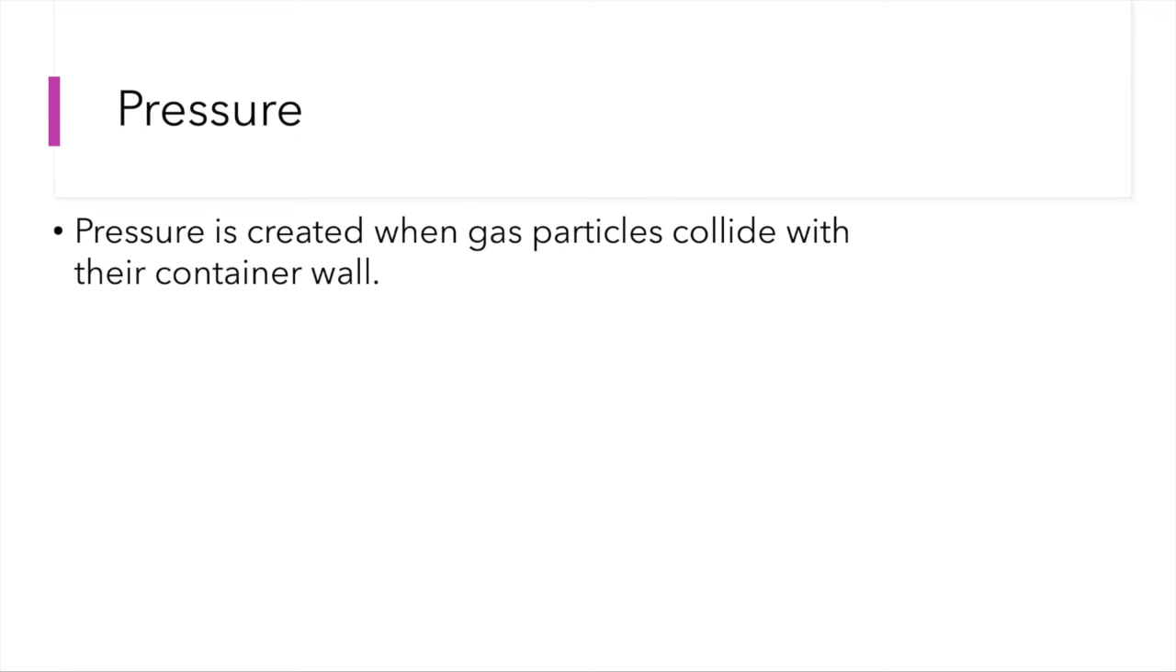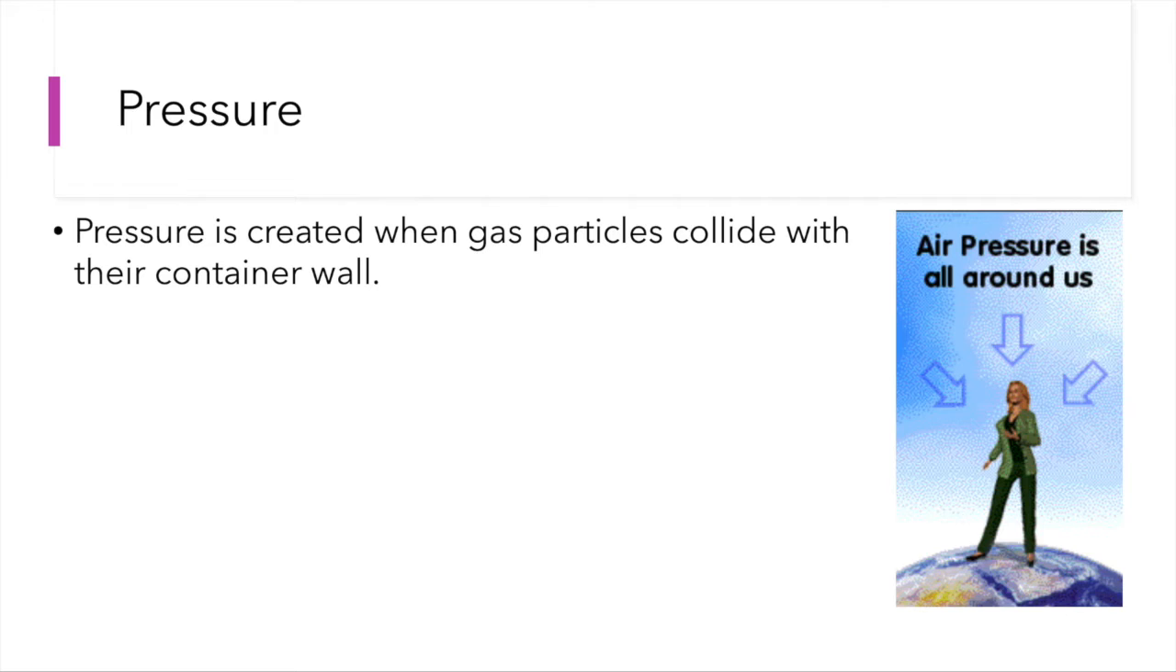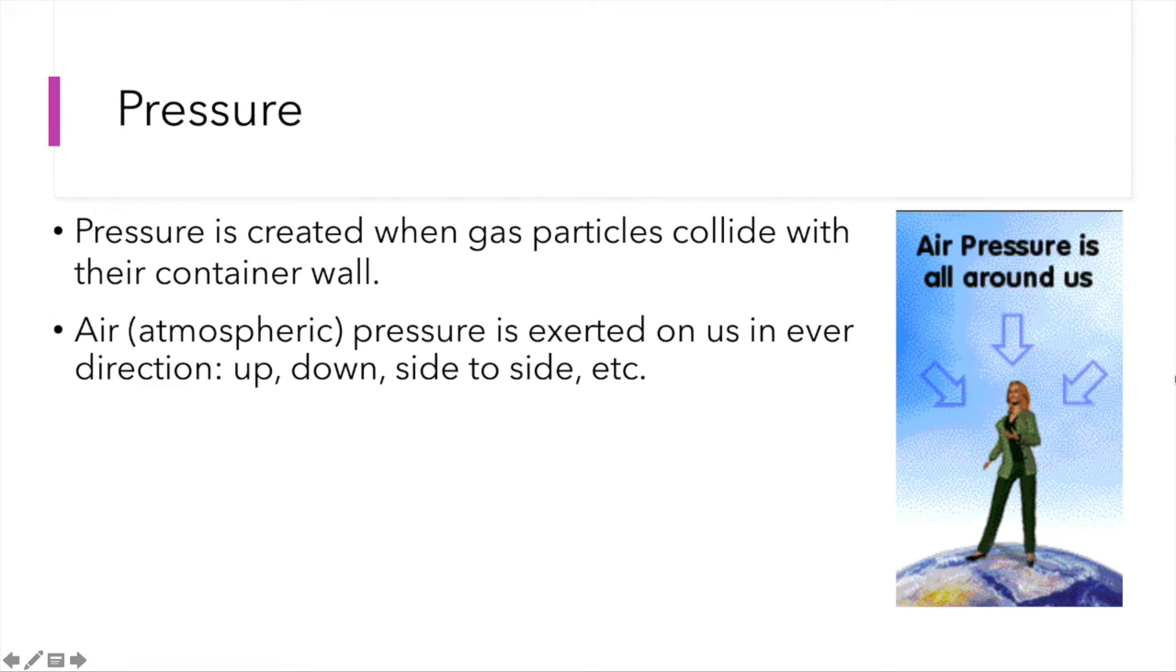Alright, so we have this illustration here. It says air pressure is all around us, and we have this lady standing on Earth, with these arrows. Air or atmospheric pressure is exerted on us in every direction: up, down, side to side, all directions. Just a little backstory on air pressure. Earth is surrounded by an atmosphere that extends into space for hundreds of kilometers. Because the particles in air move in every direction, they exert pressure in all directions. This pressure is known as atmospheric pressure or air pressure.